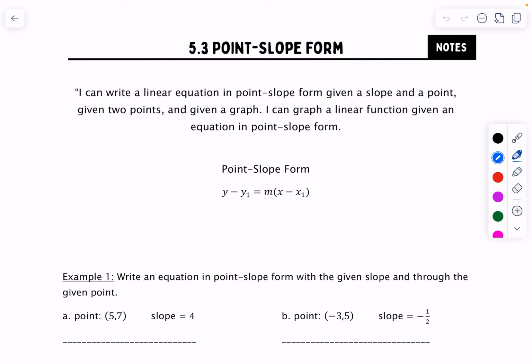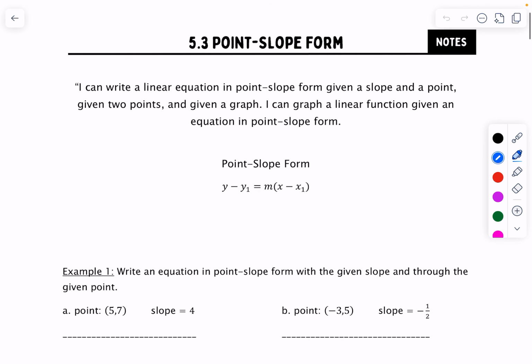After the lesson today, you'll be able to write a linear equation in point-slope form if I give you a slope and a point, 2 points, or a graph, and you can graph a linear function if you're given the equation in point-slope form. So this is what point-slope form is. We're going to read it out loud here.